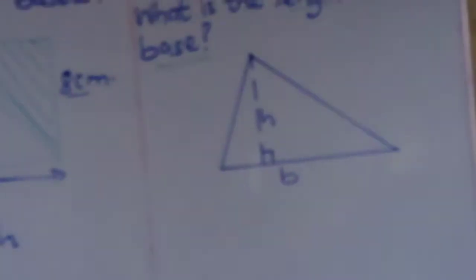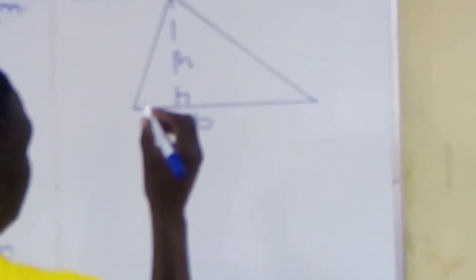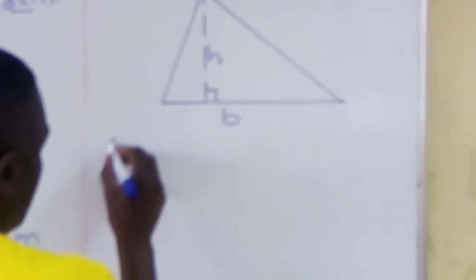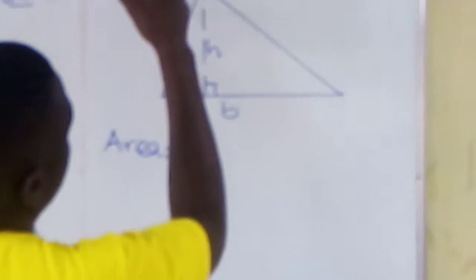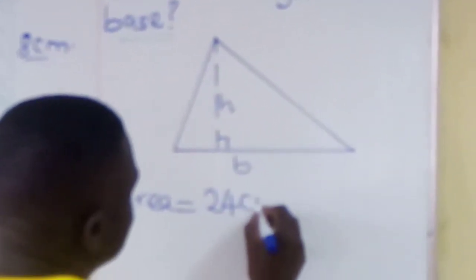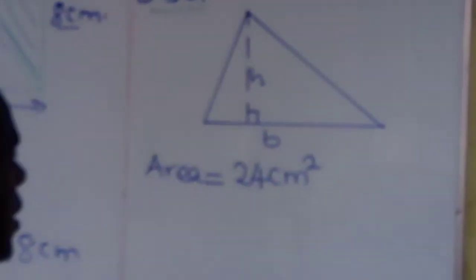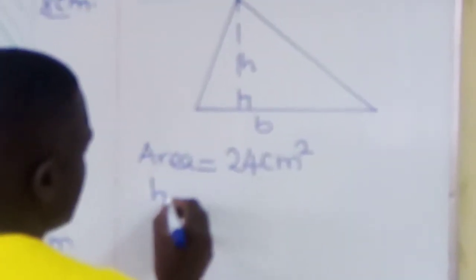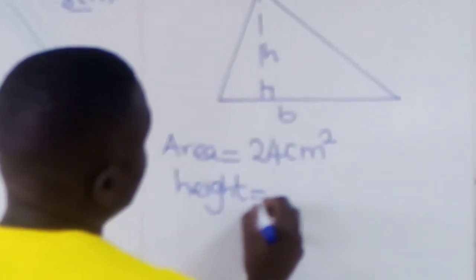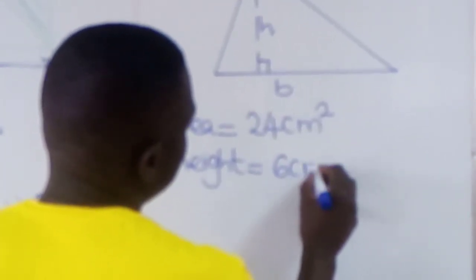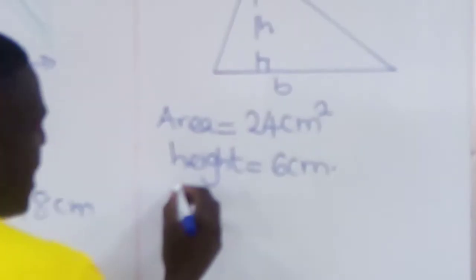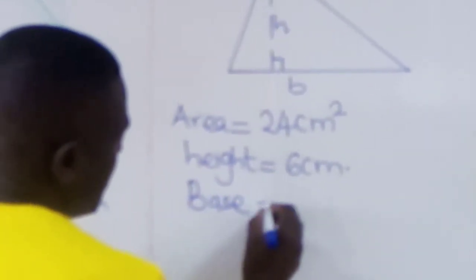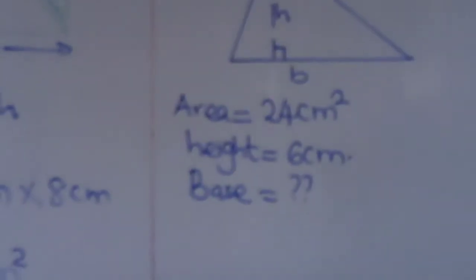Remember, this triangle is not part of a rectangle. So this is a different kind of triangle, but it's still a triangle with a base and a height. They have said the area of this triangle is 24 square centimeters. The height of that triangle is 6 centimeters. We don't know the base of that triangle, so we want to find the base.